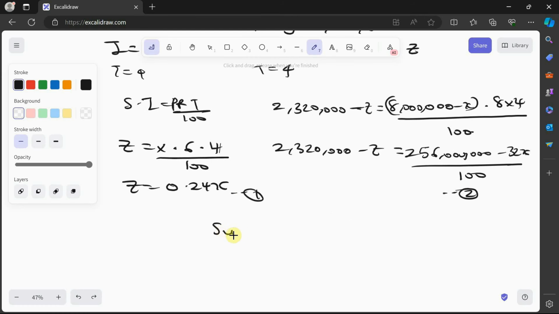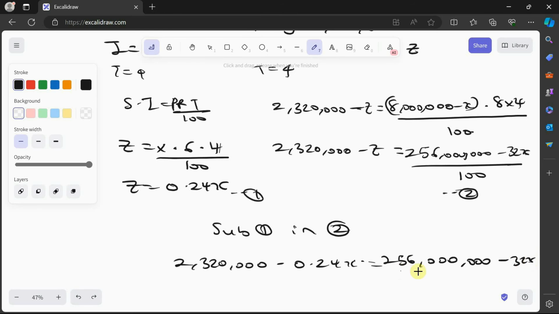So I can now substitute equation 1 in equation 2. Anywhere I see Z in equation 2, I'll put 0.24X. So this is 2,320,000 minus 0.24X is equal to 256 million minus 32X all over 100. So let's simplify this.